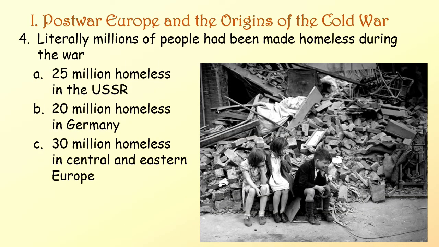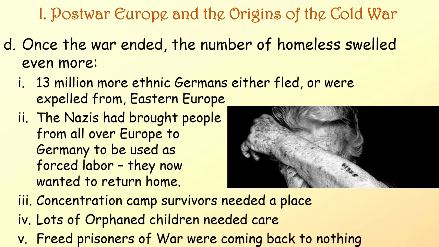Literally millions of people had been made homeless during the war. 25 million homeless in the USSR, 20 million homeless in Germany, 30 million homeless in Central and Eastern Europe. Once the war ended, the number of homeless swelled even more. 13 million more ethnic Germans either fled or were expelled from Eastern Europe.